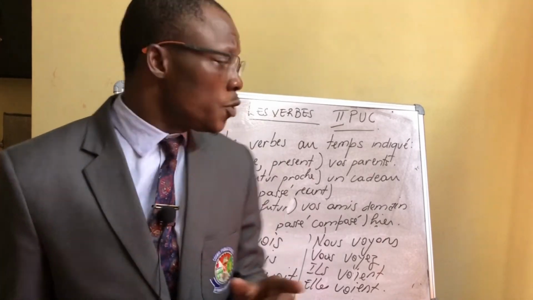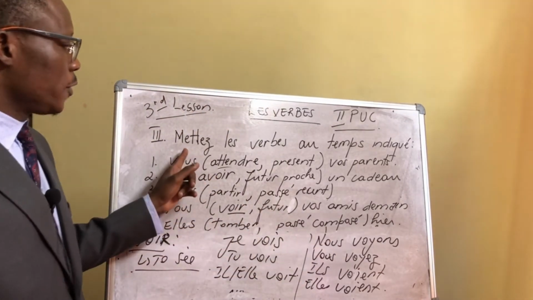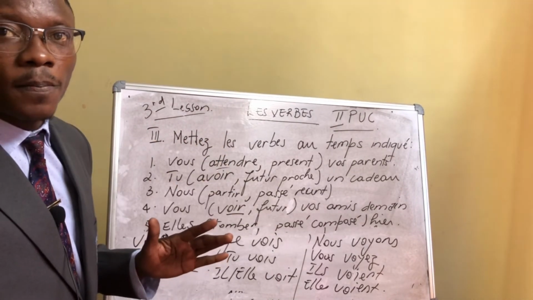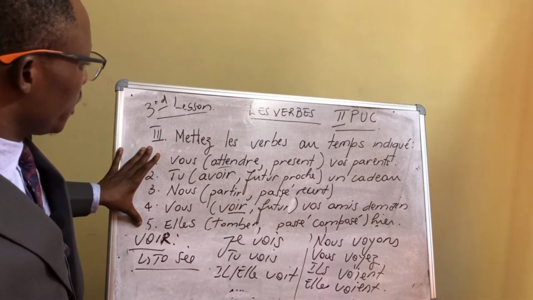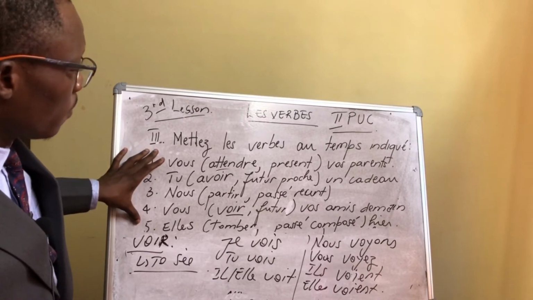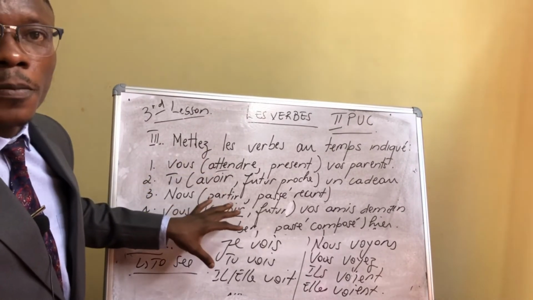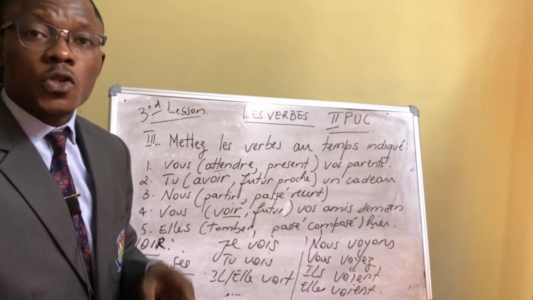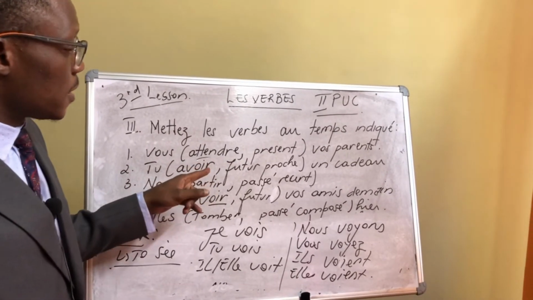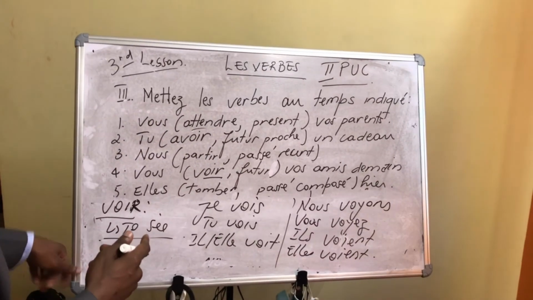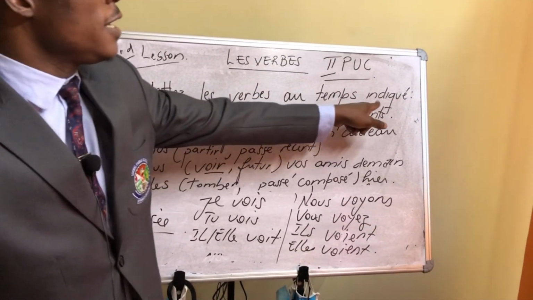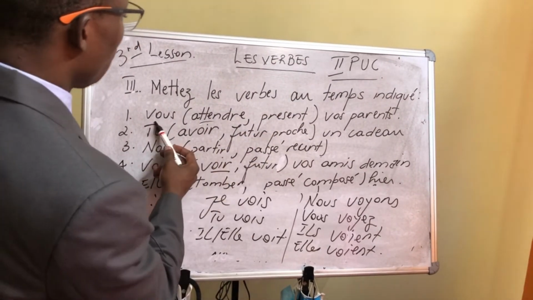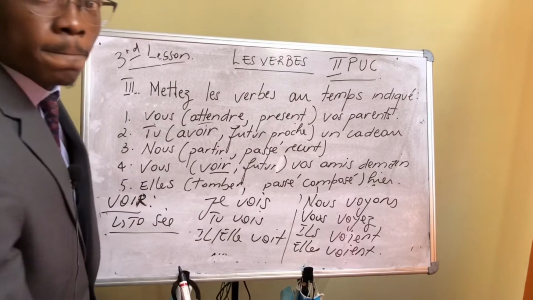But my main thing, as you can see in this question, I told you we'll have one question of 5 marks. In these 5 questions, they will give you different verbs in different tenses. So you need to get the right tense. Here they already suggest the tense indicated. They already give you the tense in which you need to put all the verbs. As you can see here, vous attendre présent.